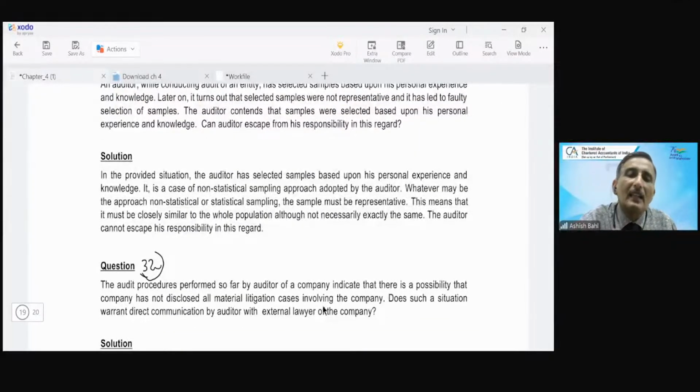See question number 38. Communication with external lawyer, SA 501. Litigations and claims involving the entity.